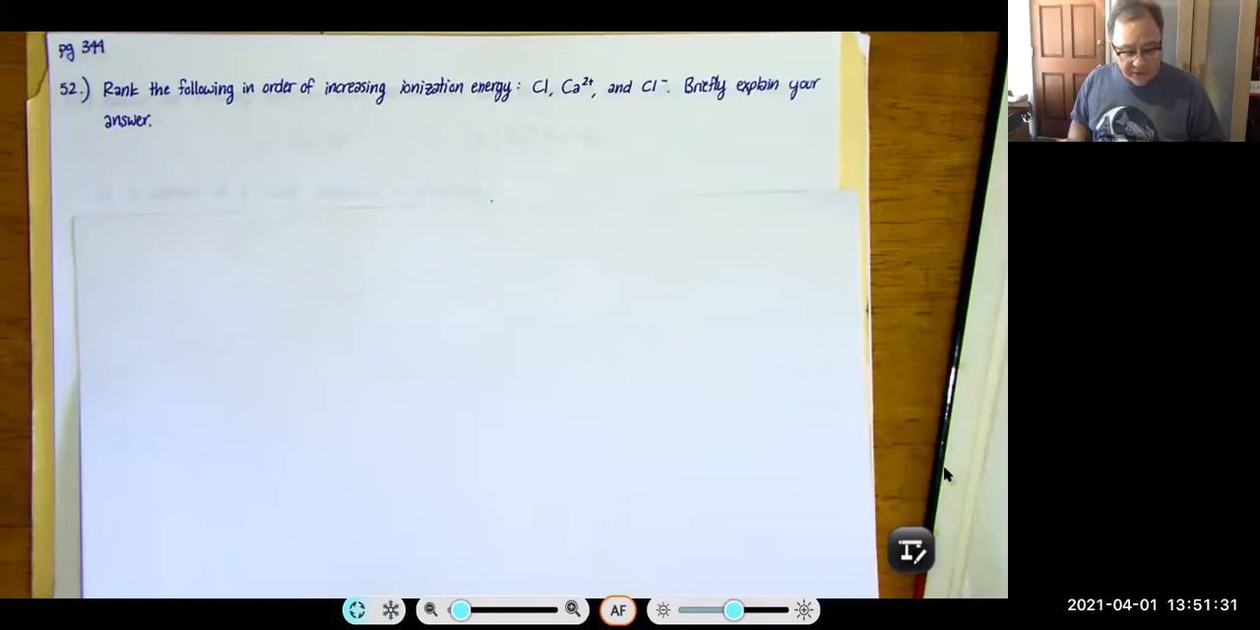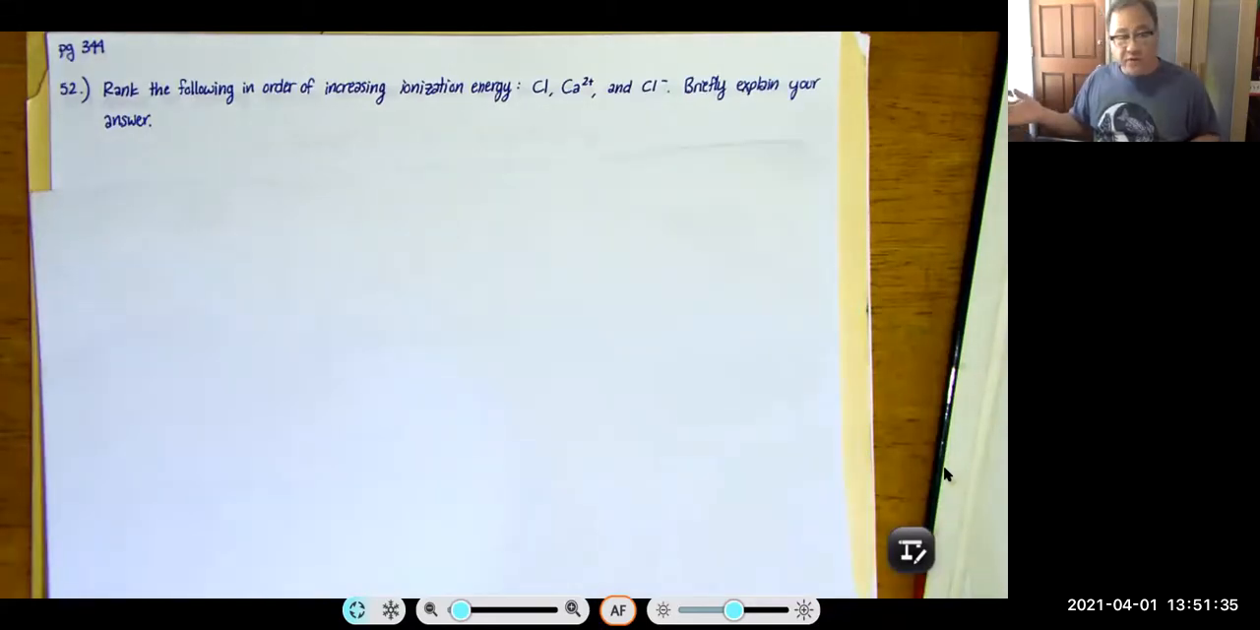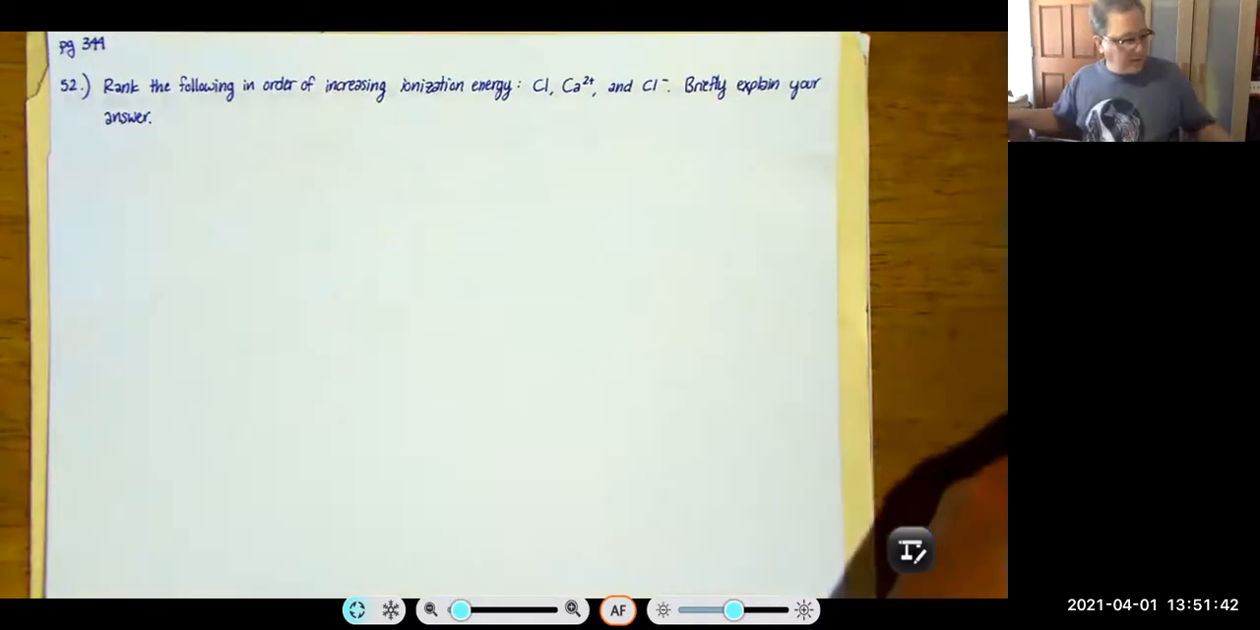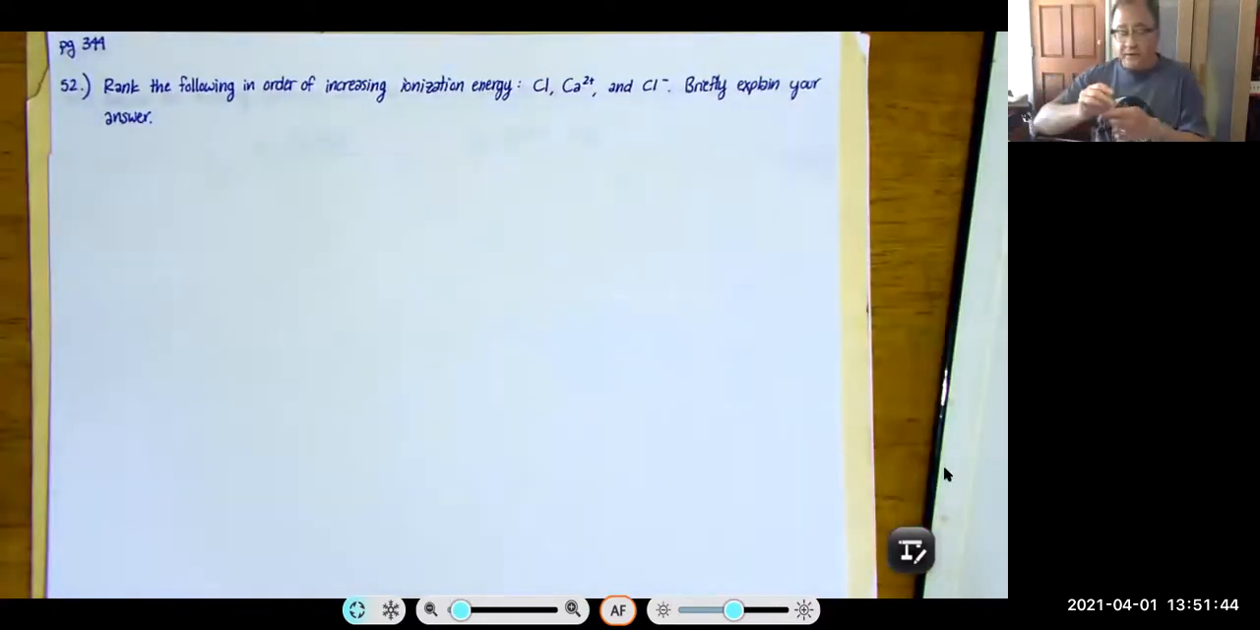All right, we continue looking at questions from the back of the chapter in the structure of atoms and periodic trends. Where's my pen? Here we go. Rank the following in order of increasing ionization energy.